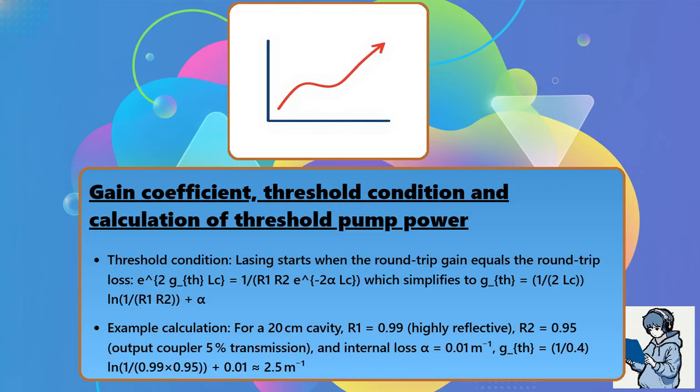Example calculation: for a 20 centimeter cavity, R1 equals 0.99 highly reflective, R2 equals 0.95 output coupler with 5% transmission, and internal loss alpha equals 0.01 per meter. G_th equals 1 divided by 0.4 times natural log of 1 over (0.99 times 0.95), plus 0.01, approximately 2.5 per meter.